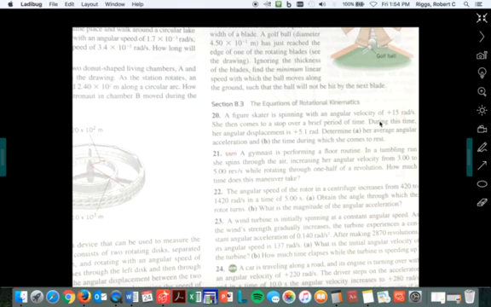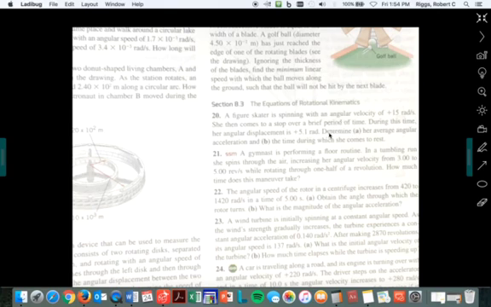Spinning with an angular velocity of, this is a good test question, 15 radians per second, and then she comes to a stop over a brief period of time. During this time, her angular displacement is 5.1 radians. Determine her average angular acceleration and the time during which she comes to rest.